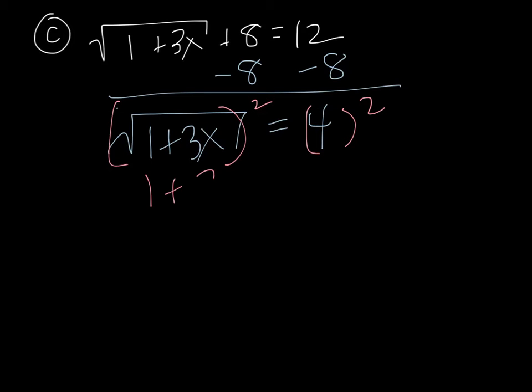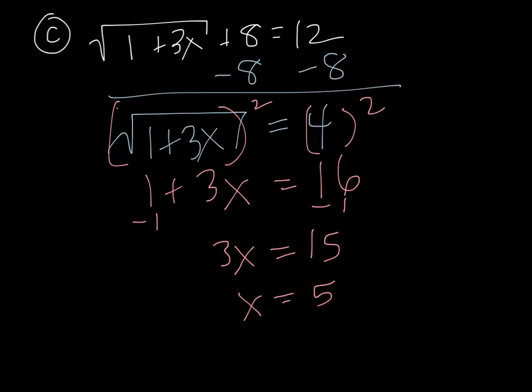So 1 plus 3x will give us 16. If I subtract 1, 3x is 15 and x is 5, if I divide by 3 on the last step. So we'll just double check. 1, I'll use blue here.